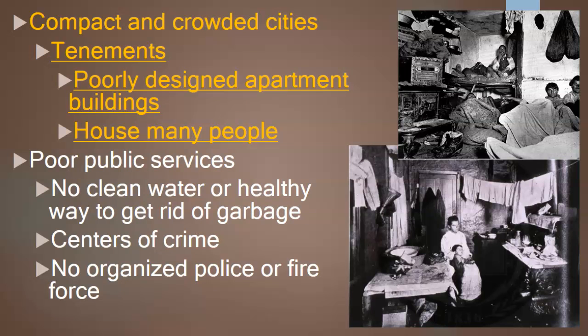It was very crowded in the cities, and we see these apartment buildings called tenements pop up. They were very poorly designed, and they would crowd a lot of people into them. You would have 7 families possibly at a time living in these very small apartment buildings. There weren't really any good public services at the time like we have now. There was no clean water, and there was no garbage man who's going to come by and pick up your garbage, so it would just be out in the street. They tended to be centers of crime, and there was no police force or fire department to help these people.